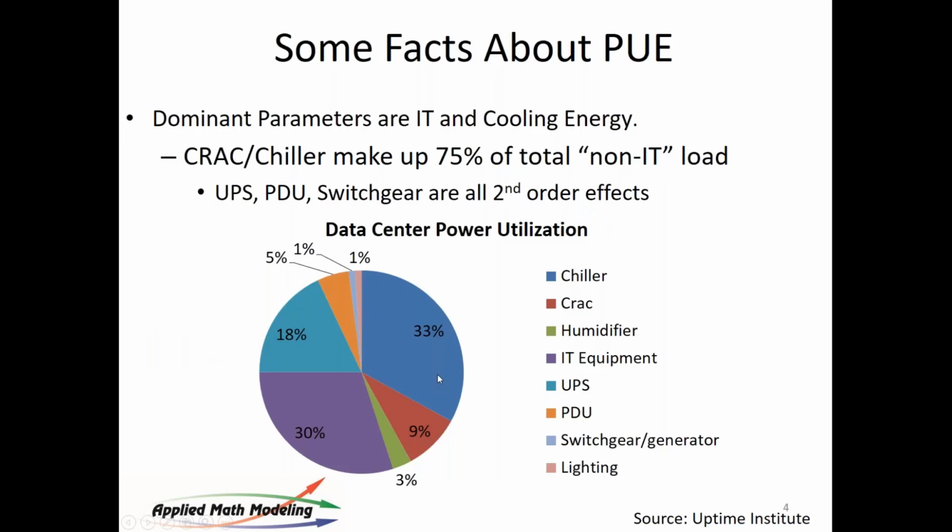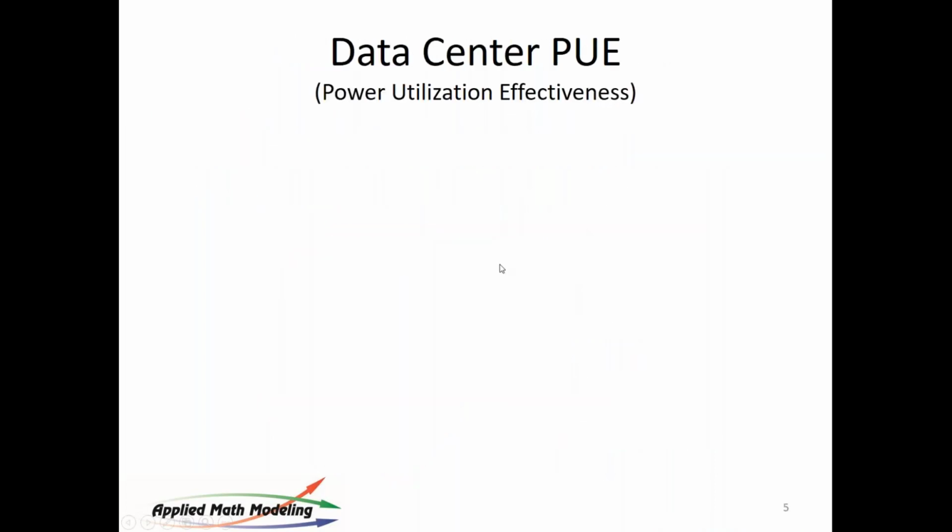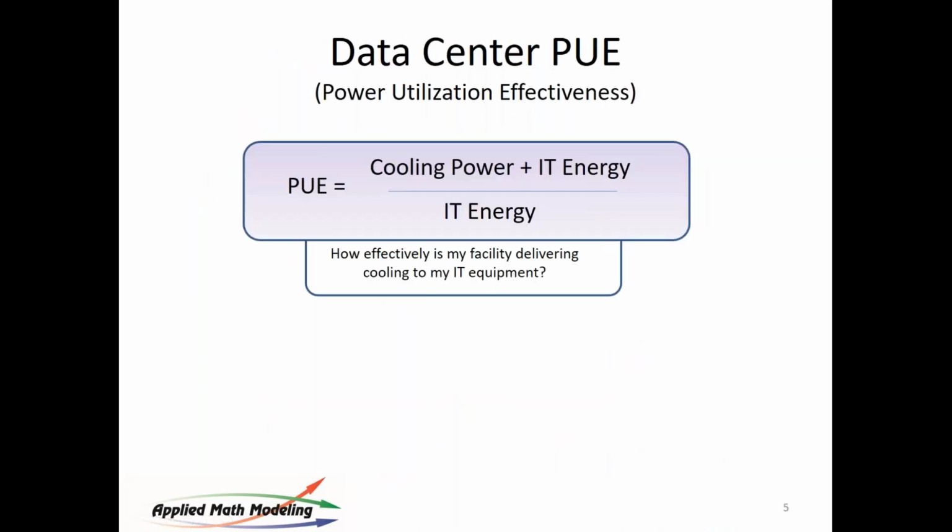This came from Uptime Institute. It's quite old, but still valid. 75% of the non-IT load goes to cooling the data center. So if you assume these other things are getting more efficient, which they are, by the way, UPSs and PDUs are getting more efficient, then it turns into cooling power plus IT energy over IT energy. That's what it turns into.